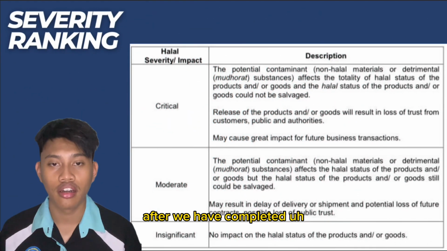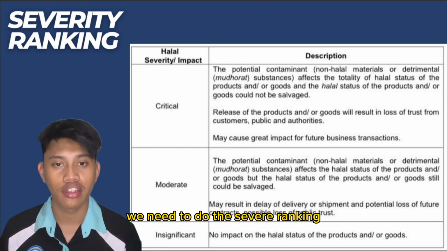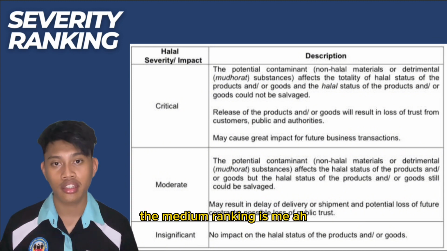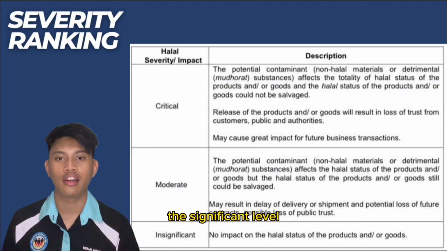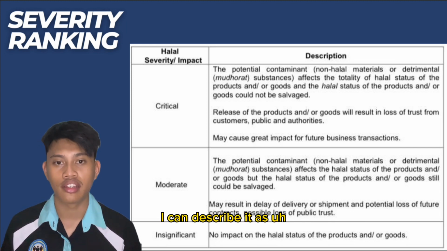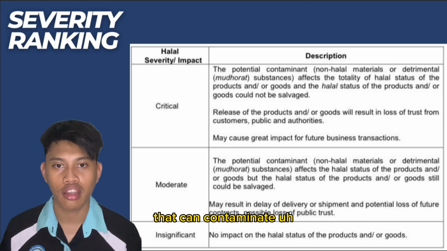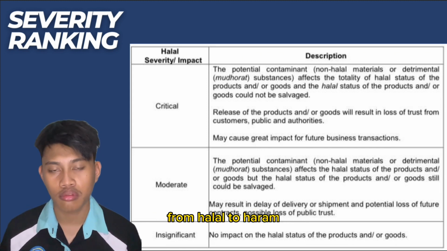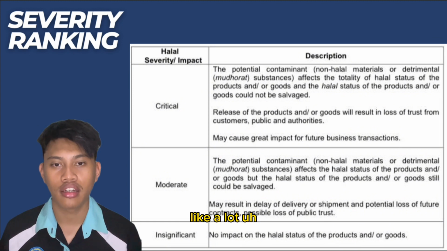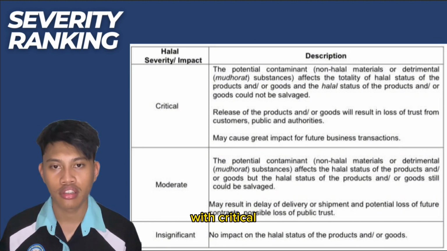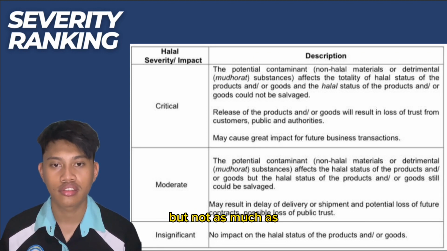After we have completed the likelihood ranking, we need to do the severity ranking. Same as before, it has 3 levels: the highest one is critical, number 2, the medium ranking, is moderate, and number 3, the insignificant level, is the lowest ranking. For the critical ranking, the incident has the potential to contaminate our product and change the status from halal to haram, and it happens a lot, so it will be ranked as critical. For moderate, it is the same as critical, but it happens not as much as the critical level.